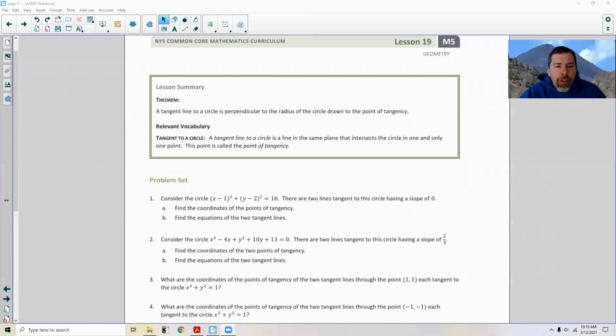Okay, page 6 brings us to the end of lesson 19. Review the lesson summary and relevant vocabulary and go do your problem set.